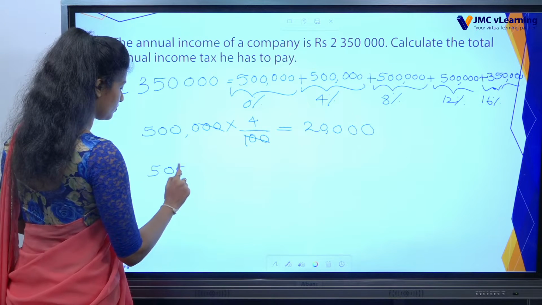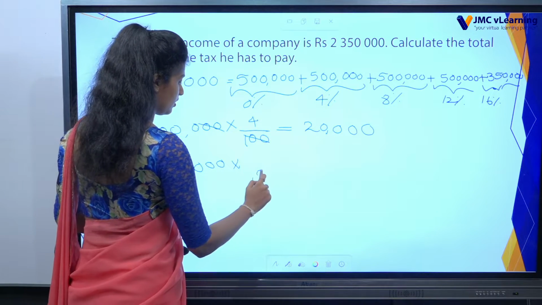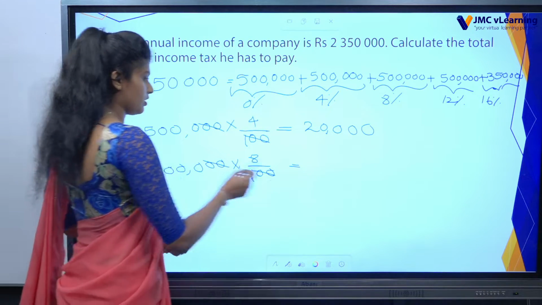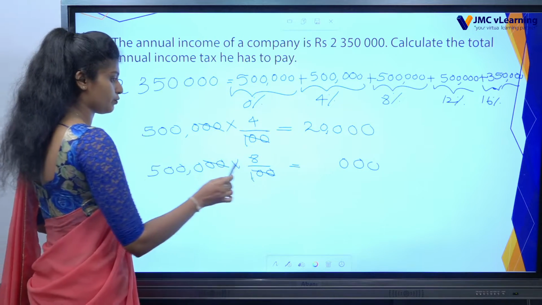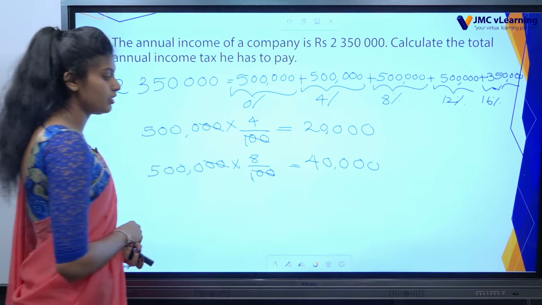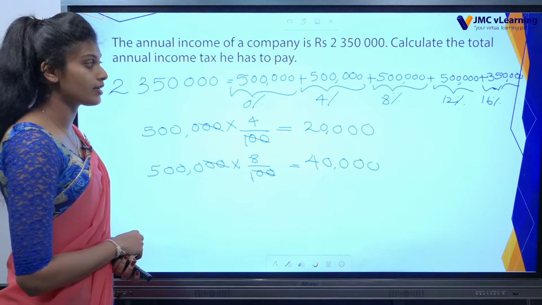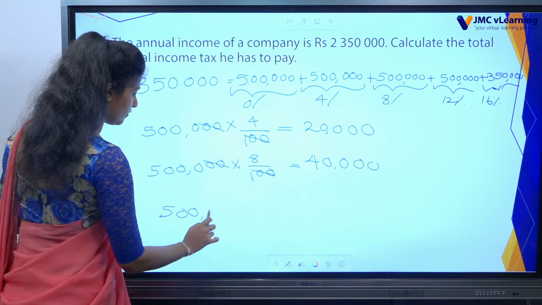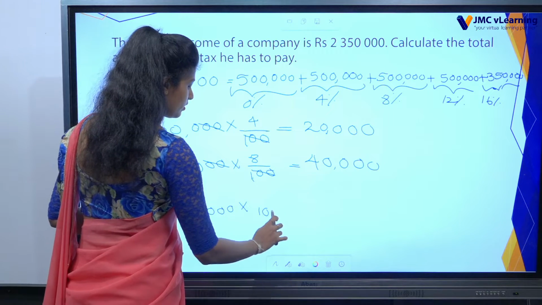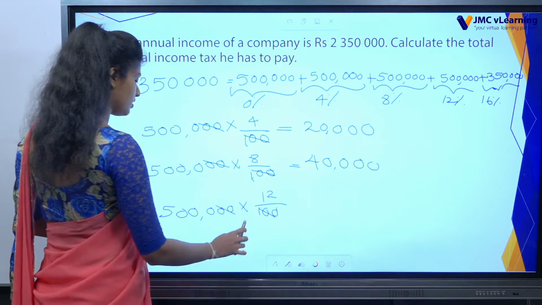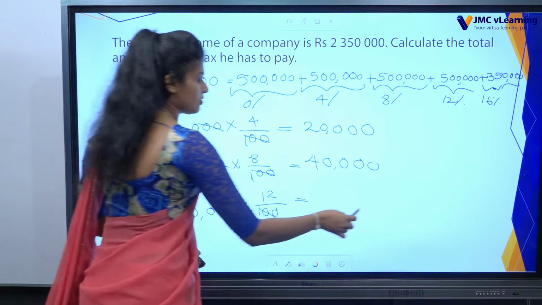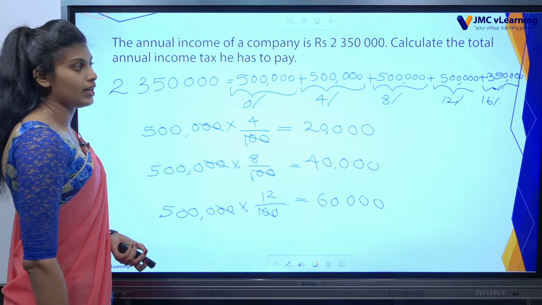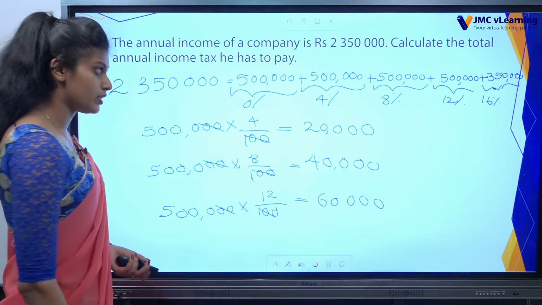Let's do 5 lakhs, 8%. Cut zeros, then multiply. 3 zeros and 8 into 5, 40. 40,000. For the next 5 lakhs, they are taking 12% of the tax. Then 5 lakhs, you have to multiply by 12%. Cut zeros, multiply by 12. 3 zeros and 12 into 5, 60. The left amount is 3 lakhs and 50,000.